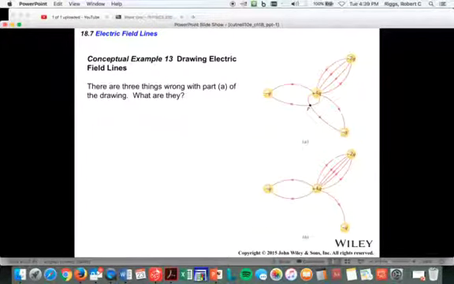There are three things wrong with part A. What are they? Well, let's take a look. First of all, this is a 4, and the negative ones add up to -4. First of all, we've got field lines crossing here. Can't have that. Okay. So far, so good. It's pretty good in that this is going towards, and this is going towards. Three things wrong with part A.